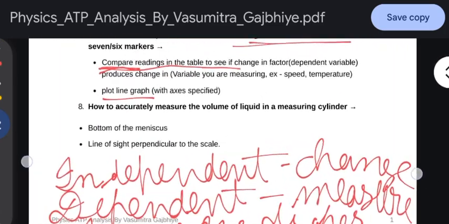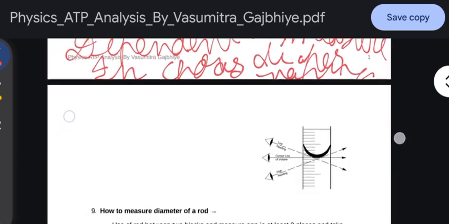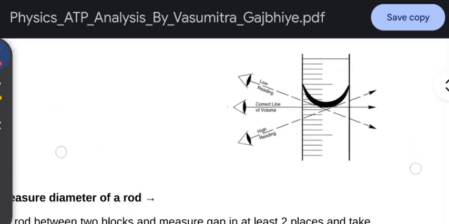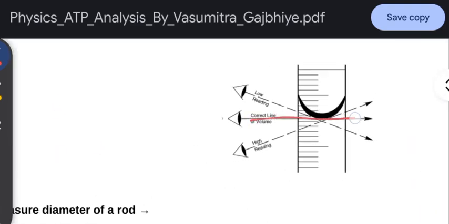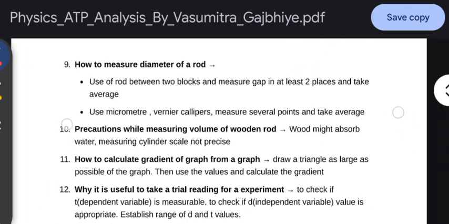Now, next, how to accurately measure the volume. Of course, whenever there is any volume related question, don't forget to write: bottom of the meniscus, and line of sight should be perpendicular to the scale. This is a diagram to show you. This should be the line of sight, perpendicular to the scale. You cannot measure it from here. You must measure it from the bottom of the meniscus. That is from here. This is wrong.